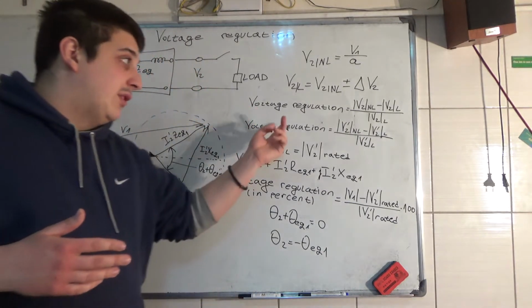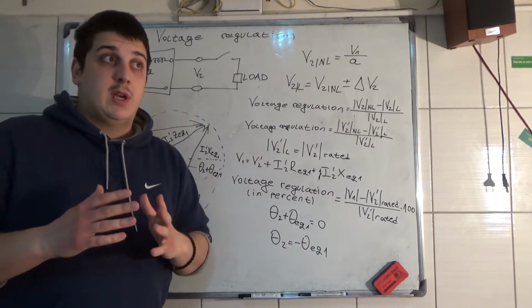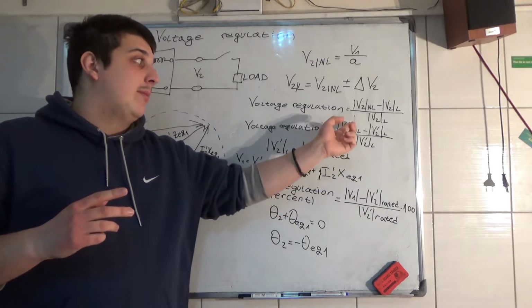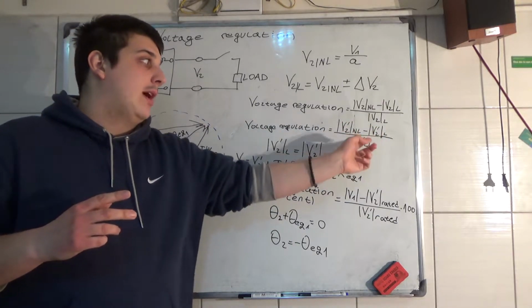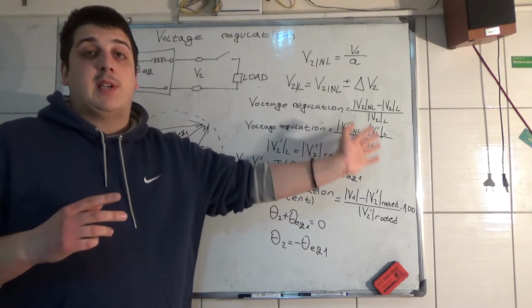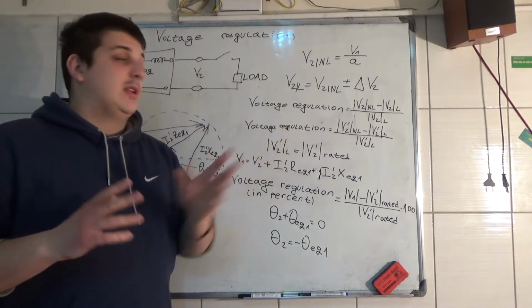Okay, this is voltage regulation, but if we reduce the secondary side to the primary, that's why you have V2 prime and V2 prime L. So these are the reduced values from the secondary to the primary. And these formulas are the same.